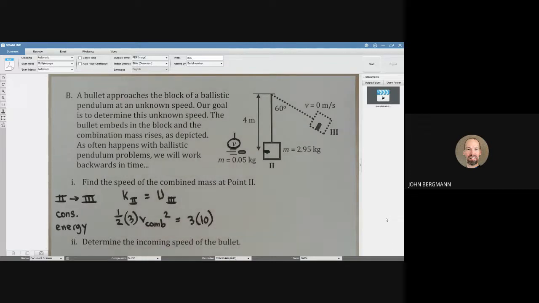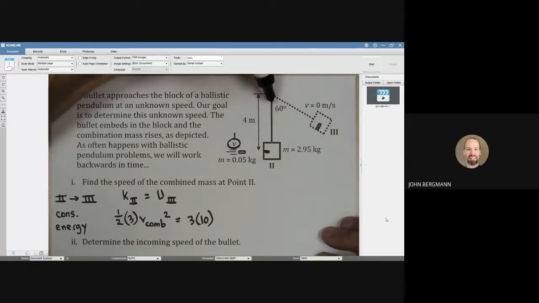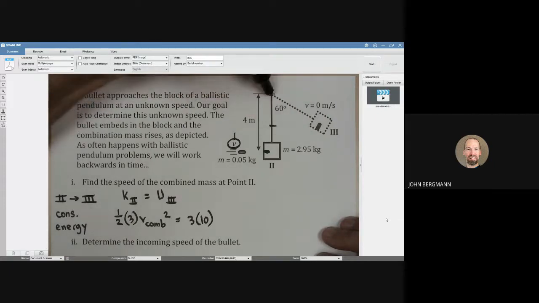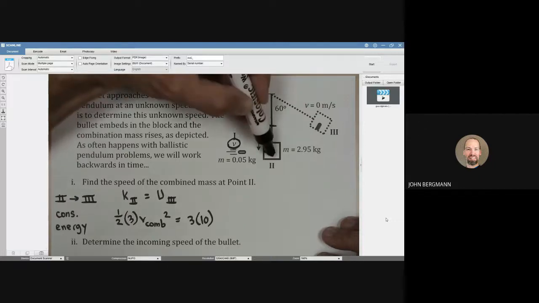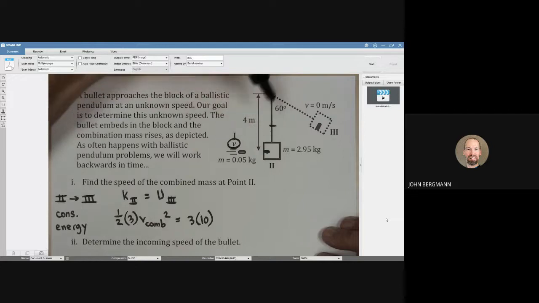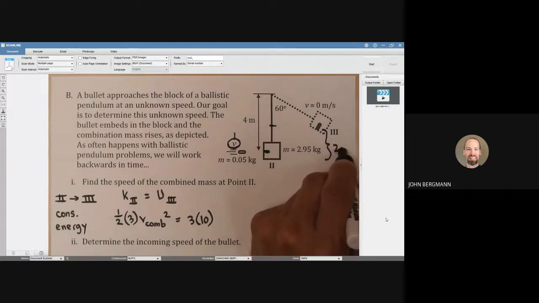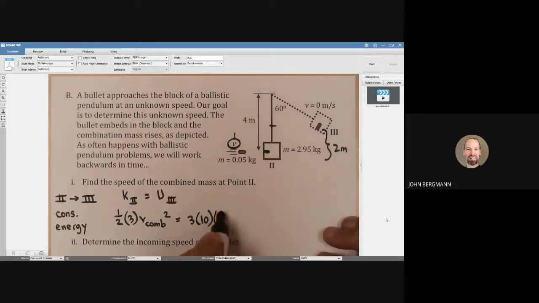Now, what's h? H is the height to which this has risen. If we look at the dimensions here and the angle, between here and here this length is 4. So 4 times the cosine of 60 would be 2 meters there, which means the block has come up 2 meters as well. So this height right there is 2 meters, and that's what I'm going to put right there. The 3's cancel out, and we're going to get the square root of 40.